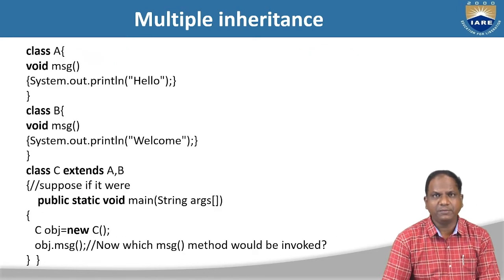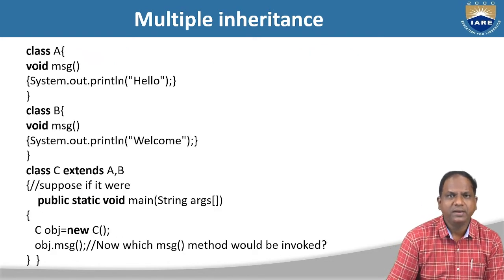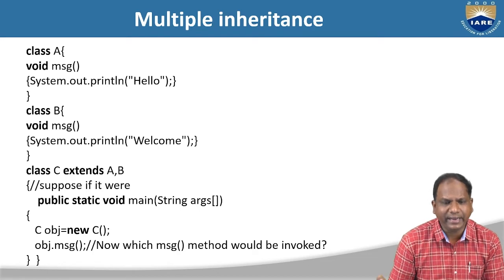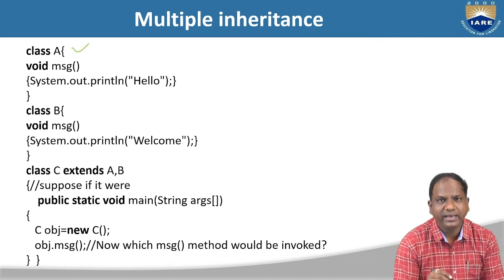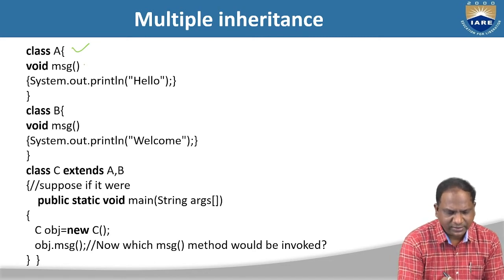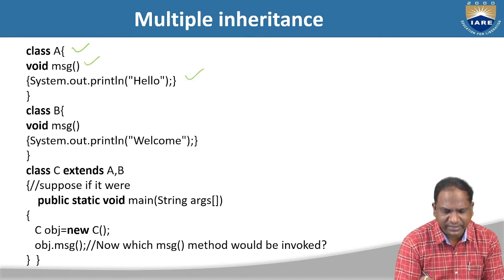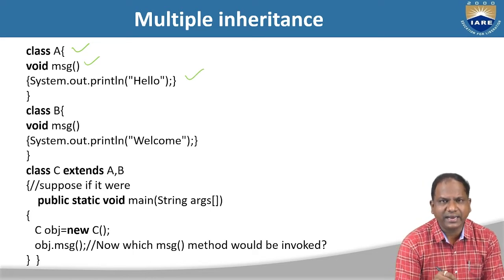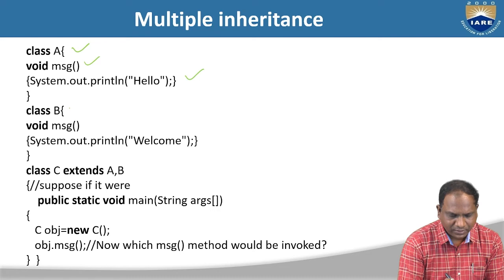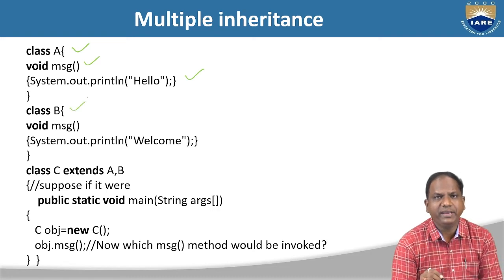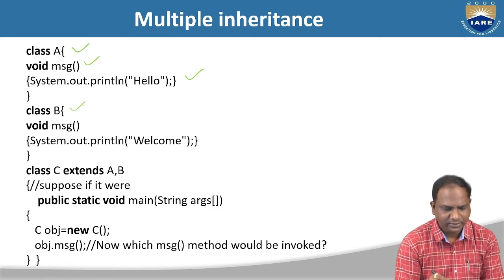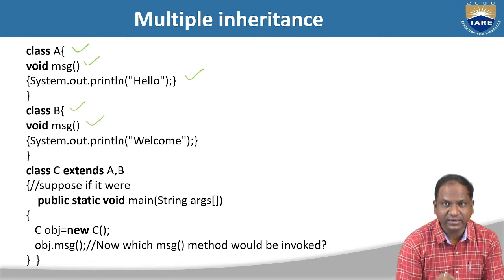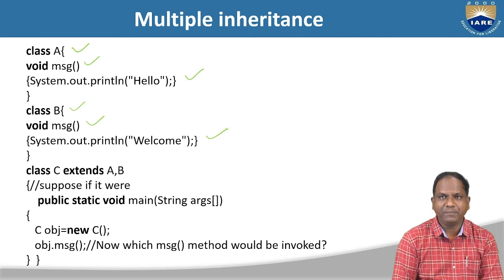See, here is an example program. I have a class called A. Then I have a user defined method called message. It has one print statement, hello. Consider another class called B. Again I have the same method message, and it has a print statement.